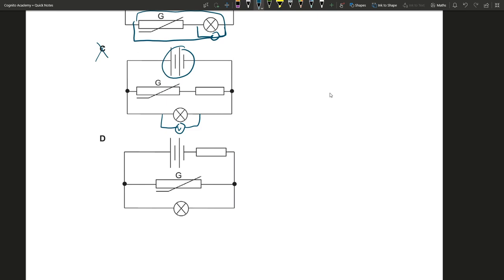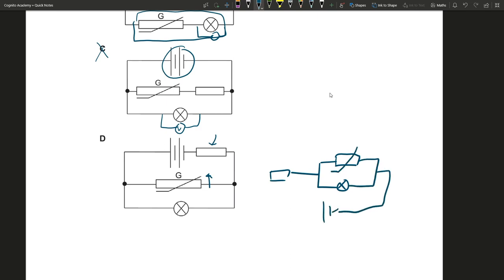Here, we have a resistor over here, and the thermistor's resistance increases. So what happens here is that, let's redraw this. Our lamp is here, our thermistor is here, and don't mind the direction of the battery.